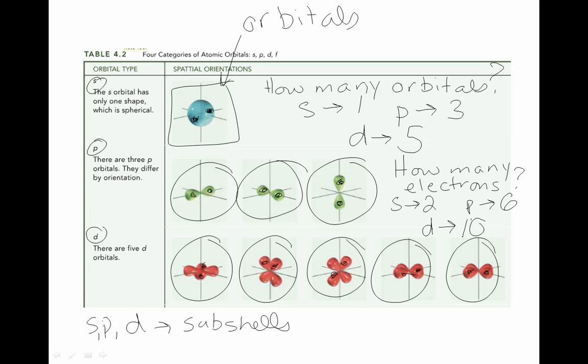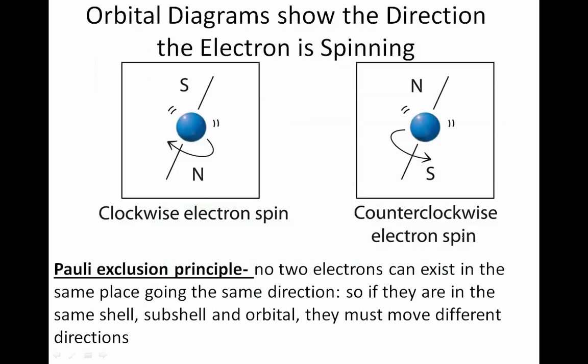So this whole idea of figuring out orbital diagrams and electron diagrams and figuring out where electrons exist, it all goes back to this basic vocab of what is a shell, what is a subshell, what's an orbital, and how many electrons can go in every single orbital.